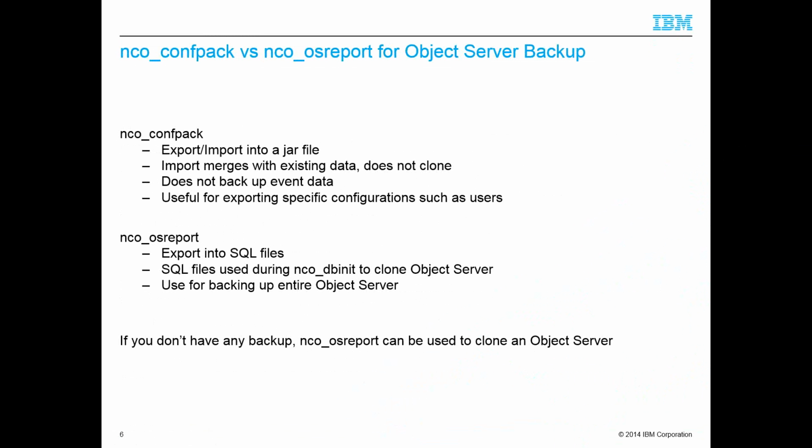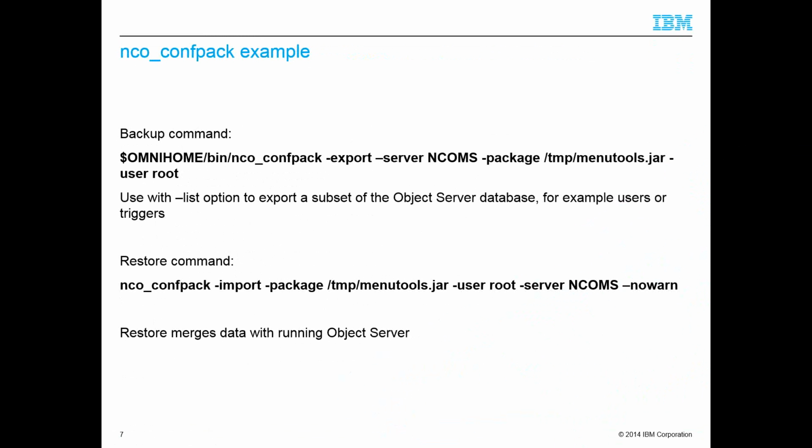Okay, now let's look into more detail. I wanted to show how NCO Compact and NCO OS report can be used. This is the command for NCO Compact to do an export. You have to do this on a running object server. So you would connect it to the NCOMS object server, and it would export everything into this package. You can use it with the list option. So this package name is menu tools.